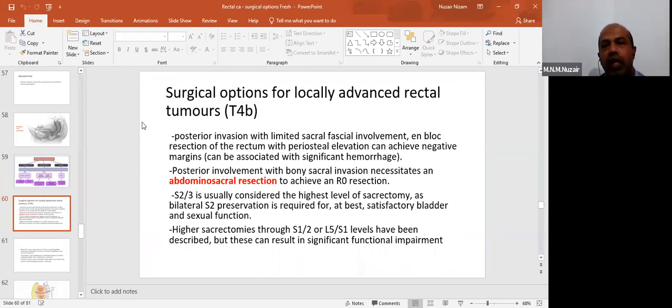Surgical options for locally advanced rectal cancer. Here I'm talking about T4b. T4b means it is involving another organ. So this is a bit of a serious condition. And if you are considering surgery for a locally advanced rectal tumor, that is T4b, we must make sure there's no metastasis anywhere else, and we must be able to do an R0 resection, or if we are doing an R1 resection, the remaining tumor in the body must be very minimal so that we can give intraoperative radiotherapy.